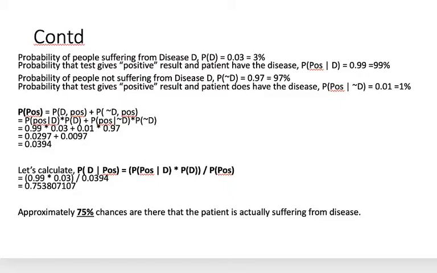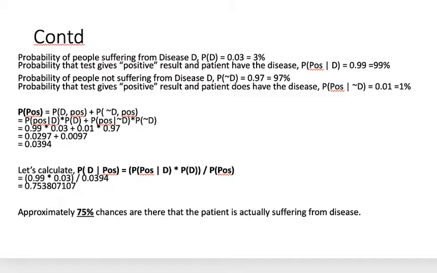The probability that the test gives a positive result given the patient has the disease, as claimed by the lab, is 99%. And the people not suffering from the disease generally is 97%, because the people suffering from the disease is 3%, and 100 minus 3 gives 97. The probability that the test gives a positive result and the patient does not have the disease at all would be 1%, because it's 100 minus 99%.